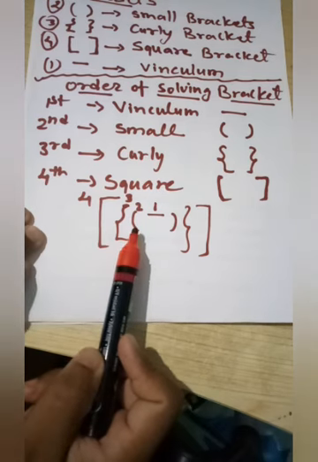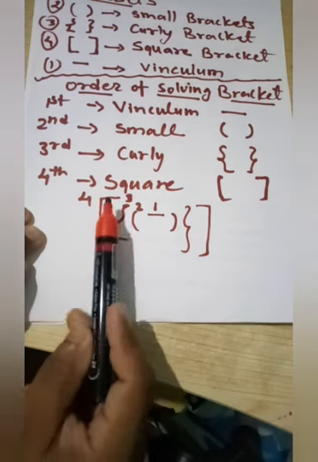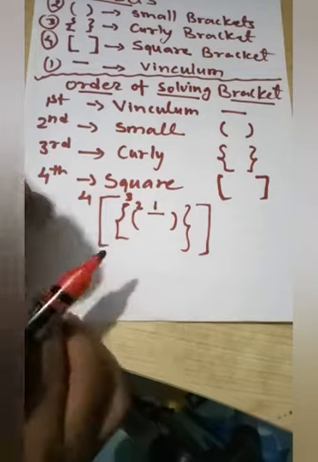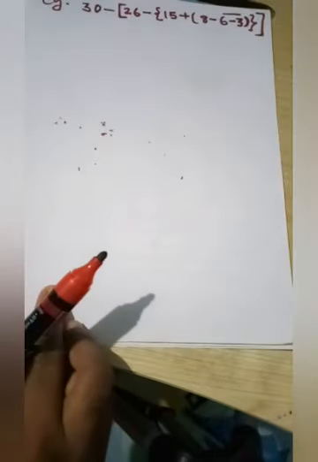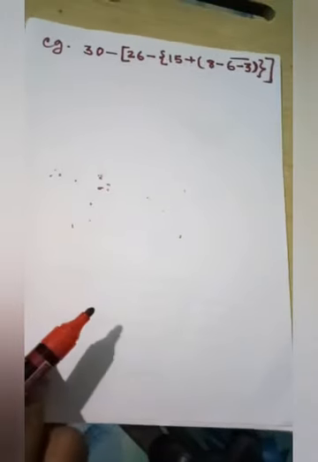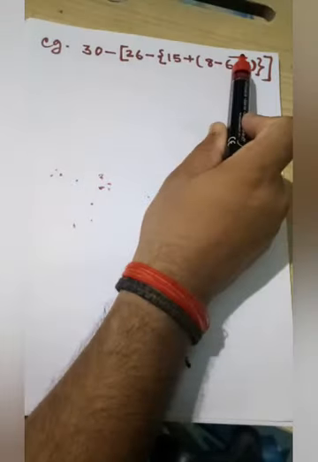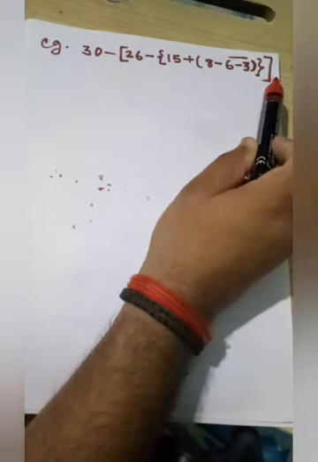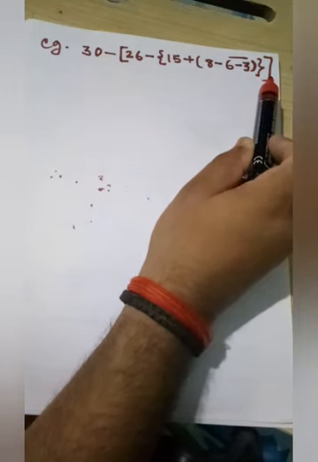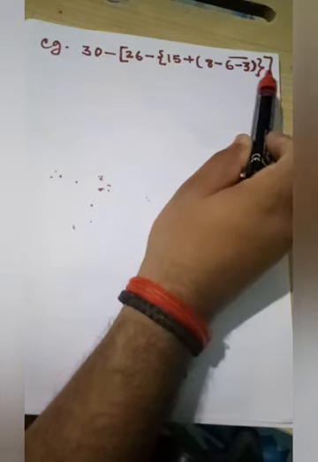It's called vinculum. Then we have a square bracket. Then we need to solve the third one, which is a curly bracket, and the fourth is a square bracket. So I have one question, which includes almost all the brackets. As you can see, vinculum, small, curly and square.